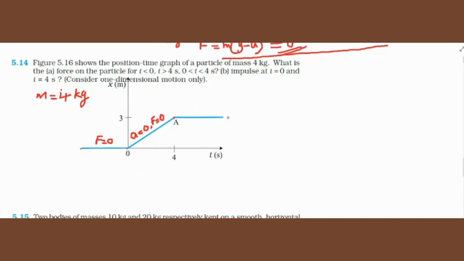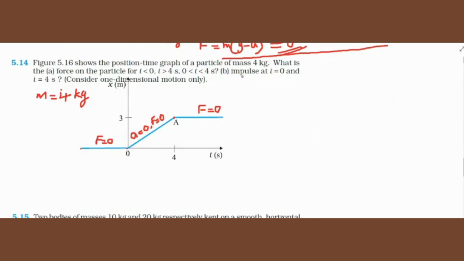Then here again you can see the graph is horizontal. Position-time graph parallel to the time axis means the object is at rest, force is equal to 0. So in all three intervals, force is equal to 0. The reason also we have explained.